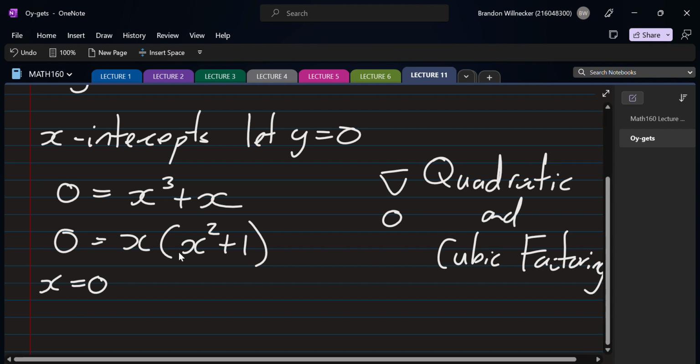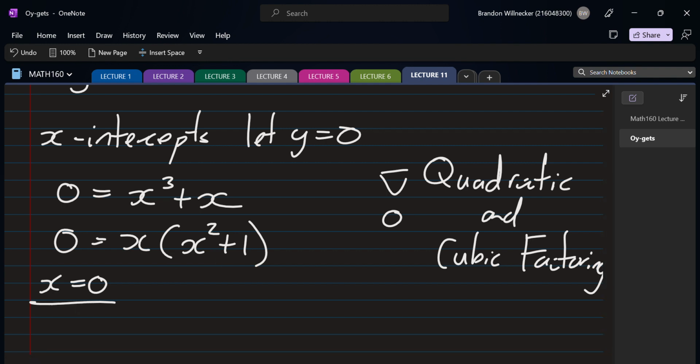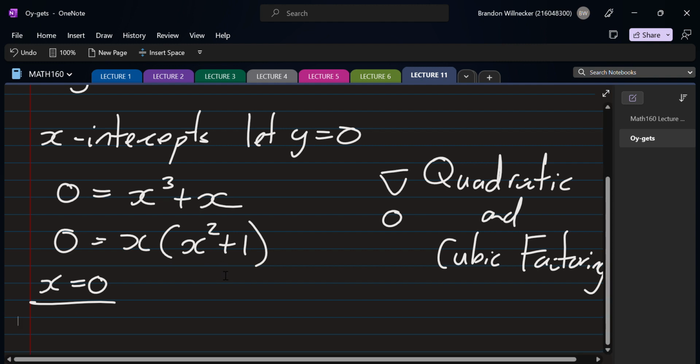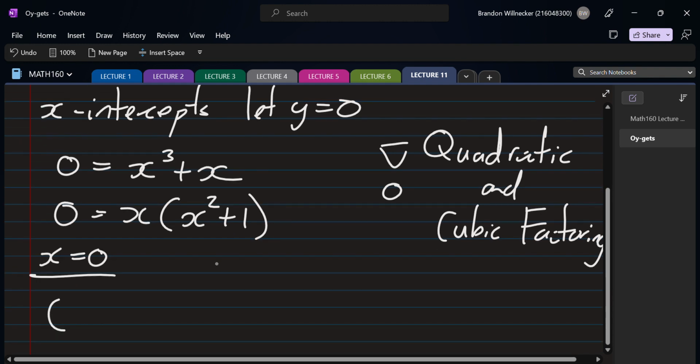Just remember, if we have something like a times b is 0, either a is 0 or b is 0. In this case, the second term can't be 0, so it's only this first one. Please do not look at the second term here and try to solve for x. It's not going to work, you're going to get it wrong. So we only have one solution, so we have one x-intercept. x is 0, y is 0.